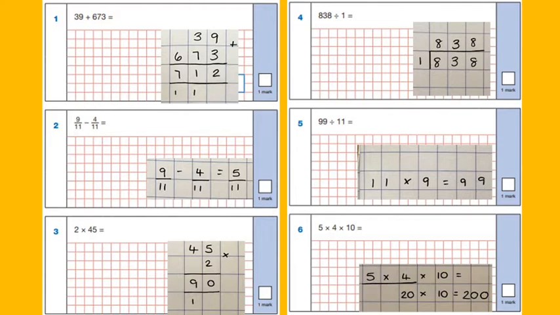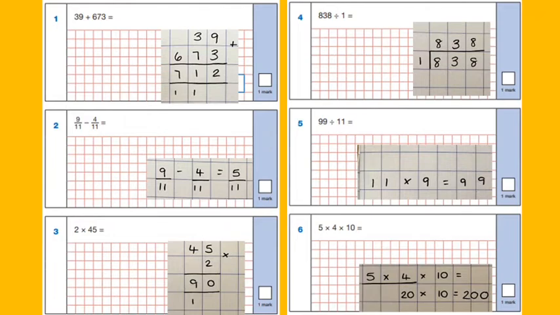Number 4, 838 divided by 1. Any number divided by 1 is exactly the same number. Just means 1 goes into that number exactly the same amount of time. Number 5, 99 divided by 11. There would be no need for you to do a division method here because you should just know your 11 times tables and you would be able to know that 11 times 9 is 99.